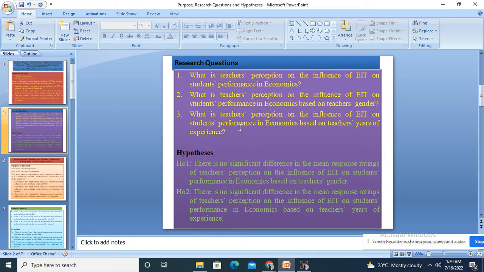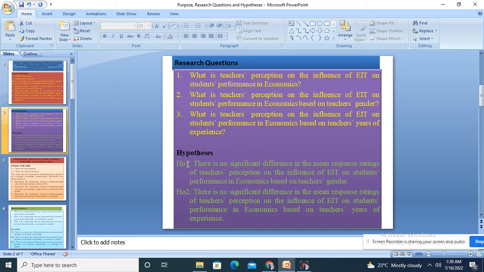Now, you can move to hypothesis. How do you structure your hypothesis? HO1. Please, this one here should be subscript 1. But because this is a slide, it's not giving me the subscript sign. That is why I could not make it subscript. I just put an ordinary one there, but it should be subscript 1. Before you state the hypothesis, the first thing is to say that the following hypotheses will guide the study at 0.05 significance level.